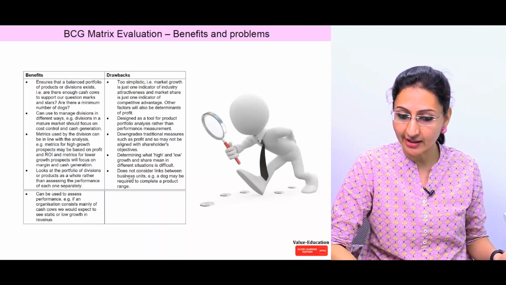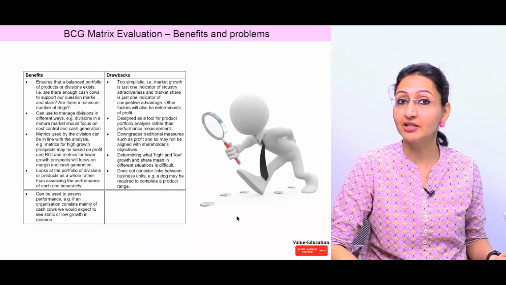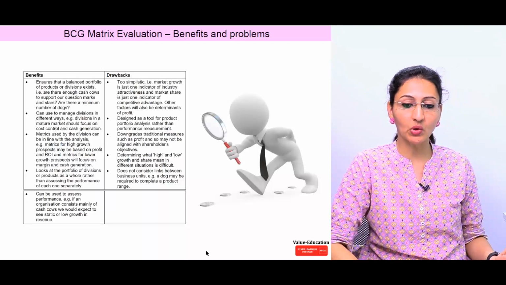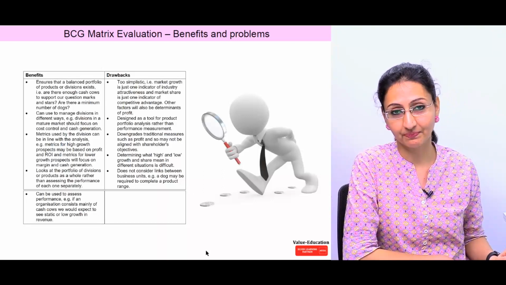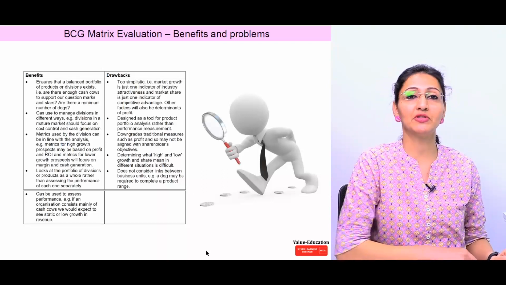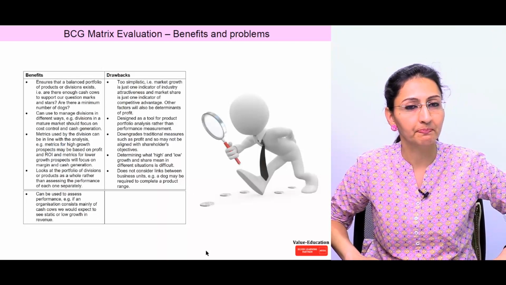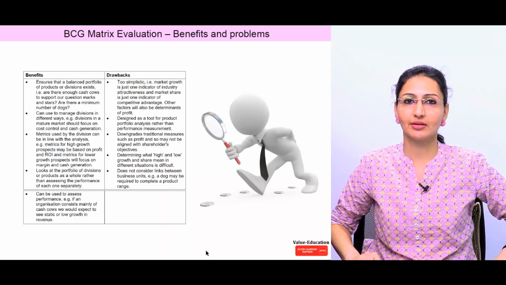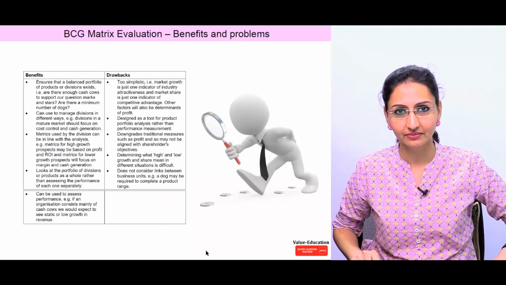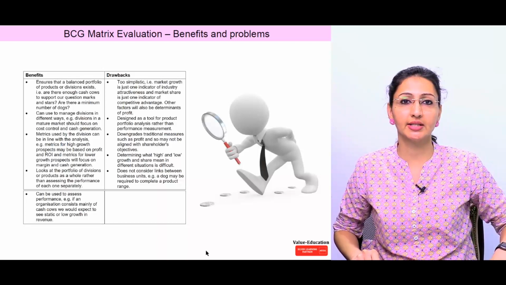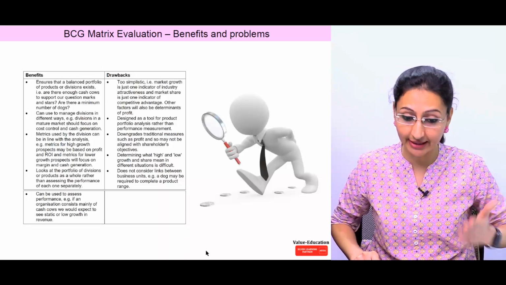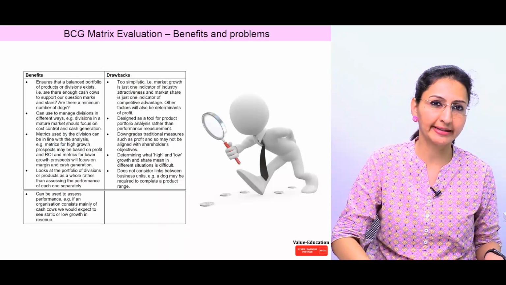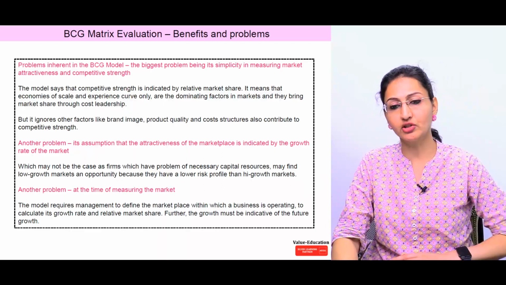Absolutely right. It does not consider the links between business units. A dog may be required to complete a product range. Absolutely right. So sometimes what happens is companies have to keep a dog. Why? So that it supports other products. They have to do that even if the product is not a profit making product. This idea is ignored by the BCG matrix. Now these are the drawbacks.